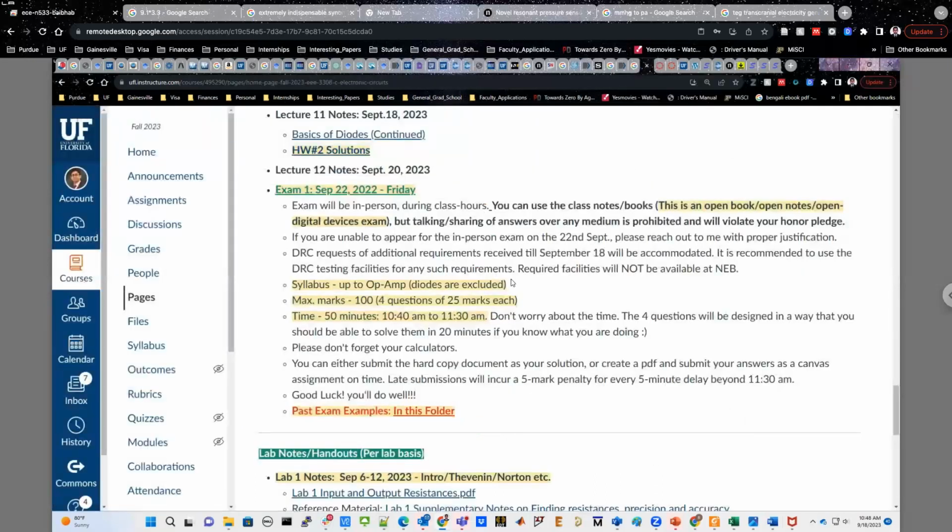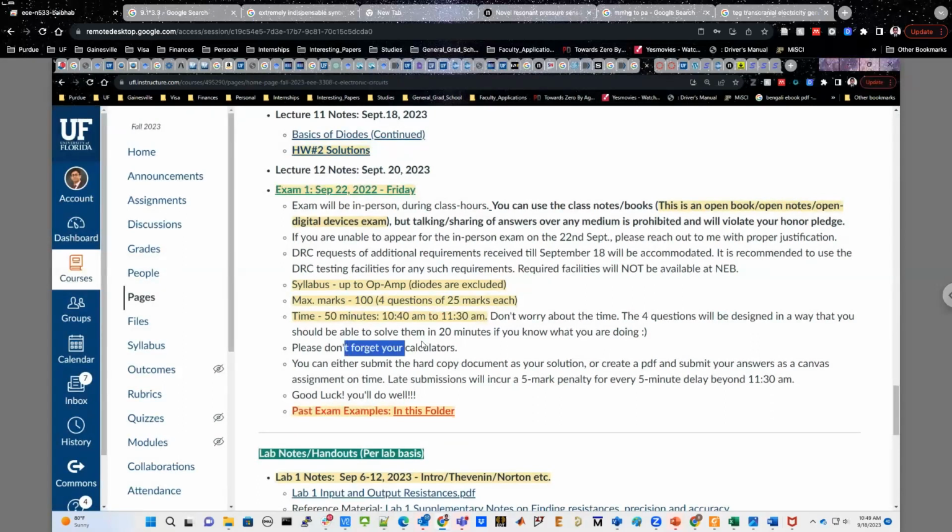And a few more details about the exam. It will be a 50-minute exam during the class lectures, 10:40 to 11:30 a.m. on Friday. Maximum marks, 100. There will be 4 questions, 25 marks each. And the questions could be very similar to what have been posted in the example questions and answers.